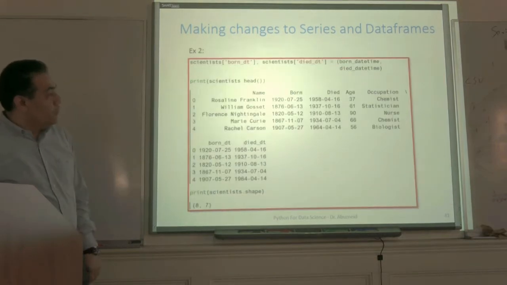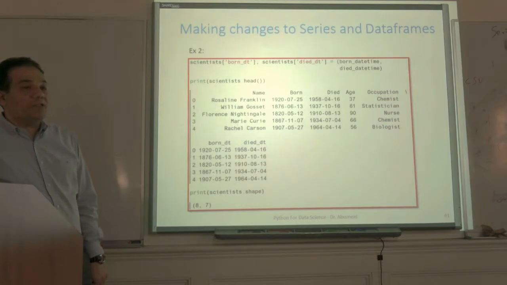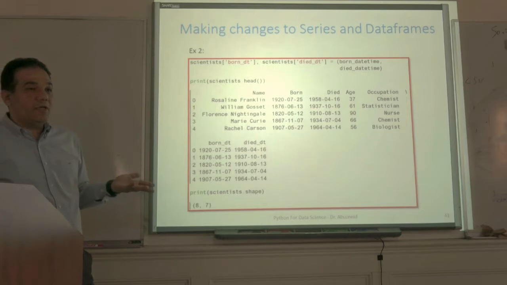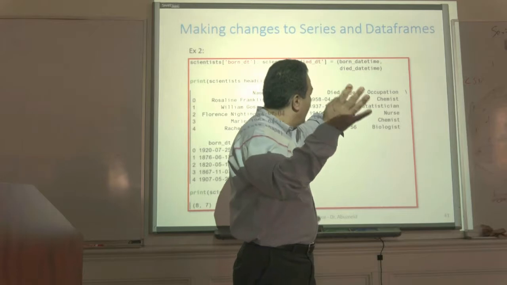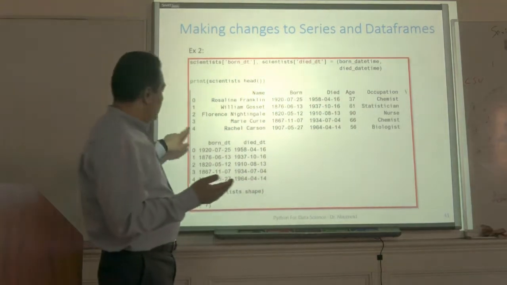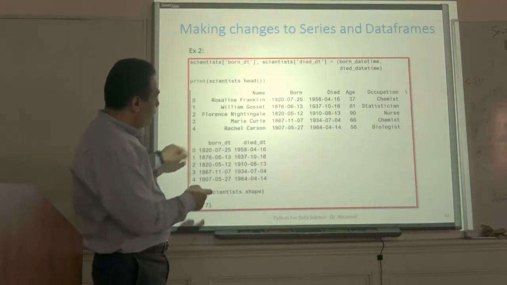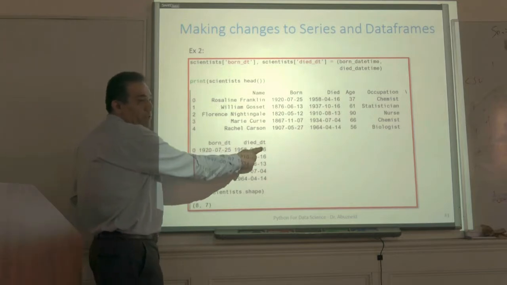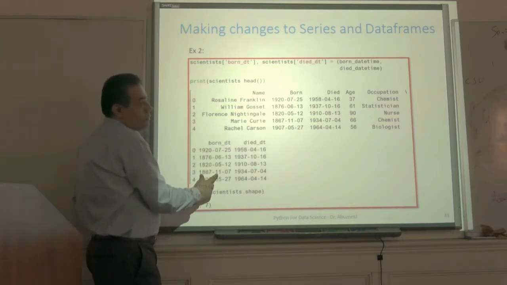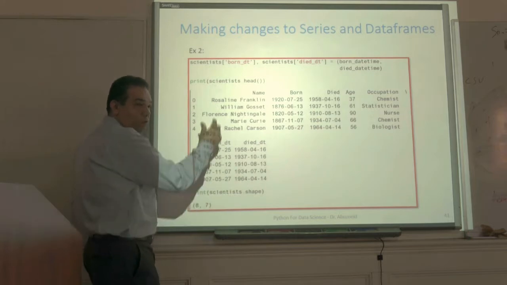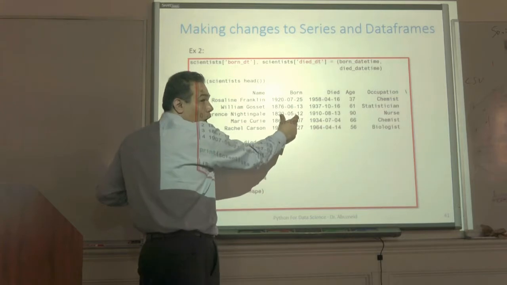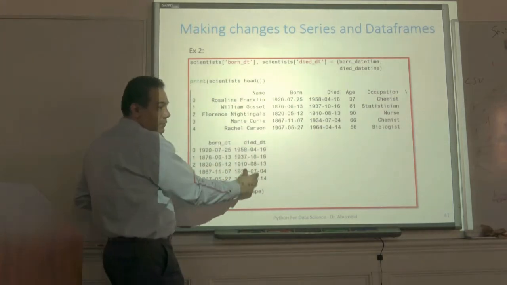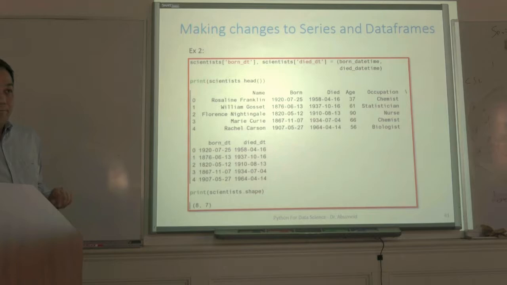All right. So when I print my data now, how many columns does it have? It used to have 6. Now it has how many? 8: name, born, died, age, occupation. And then I added these two, the born date and the die date. What's the difference between this and this? These are strings, and these are date objects. Clear so far?